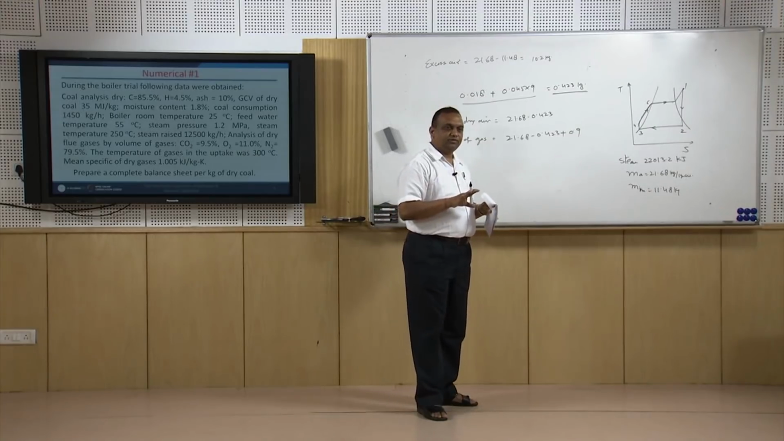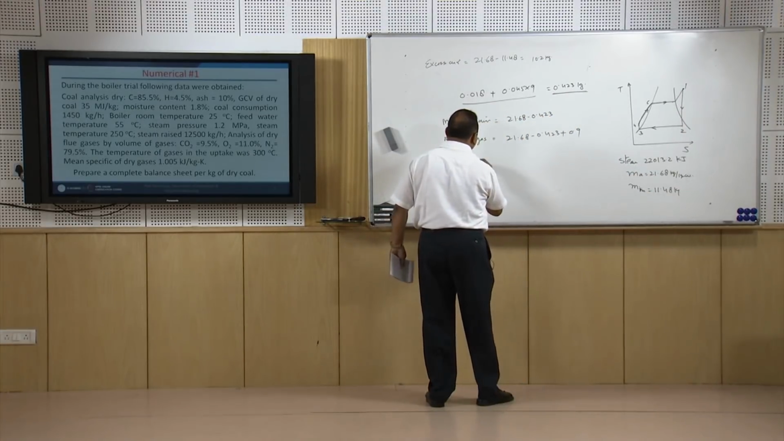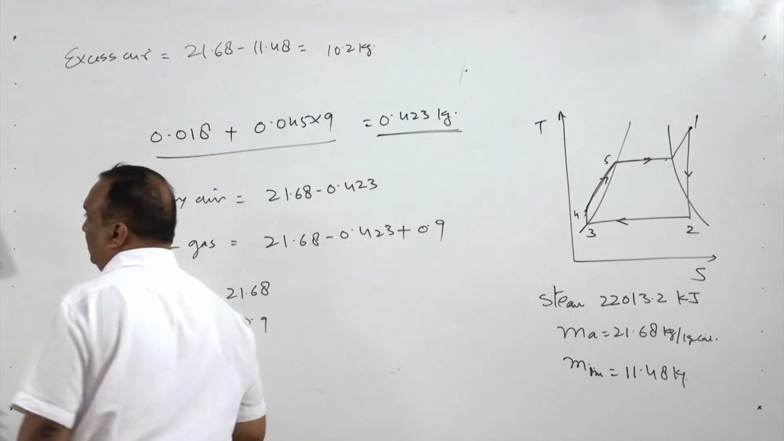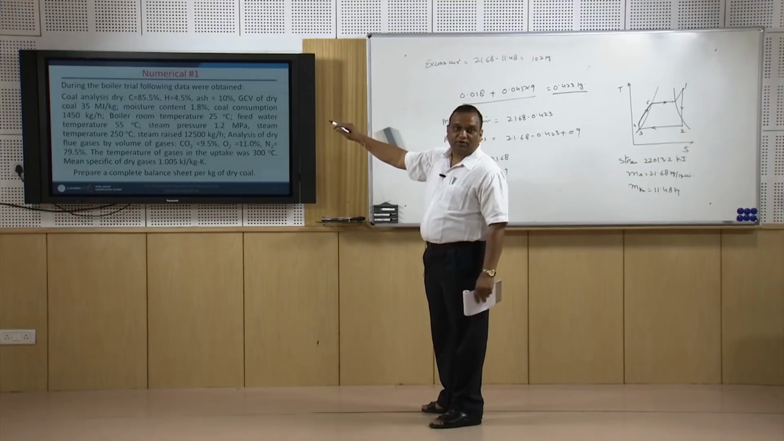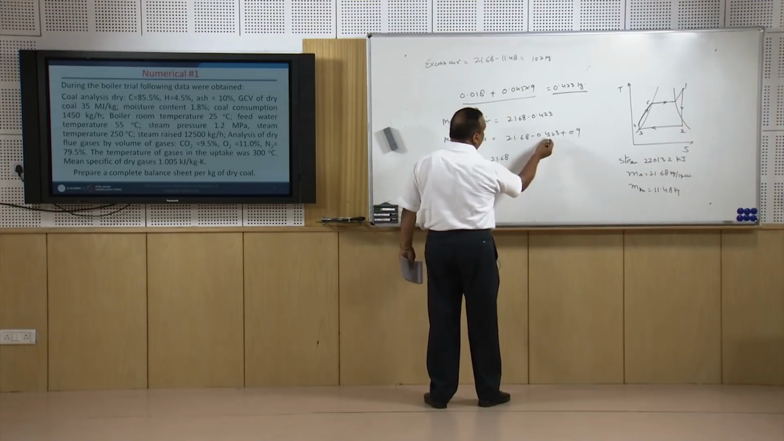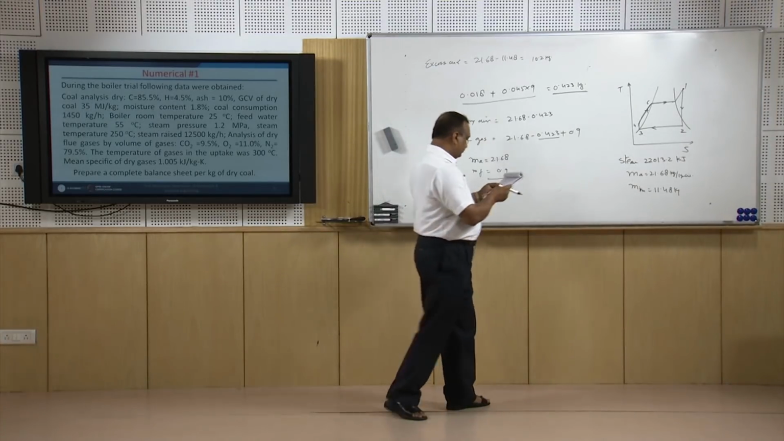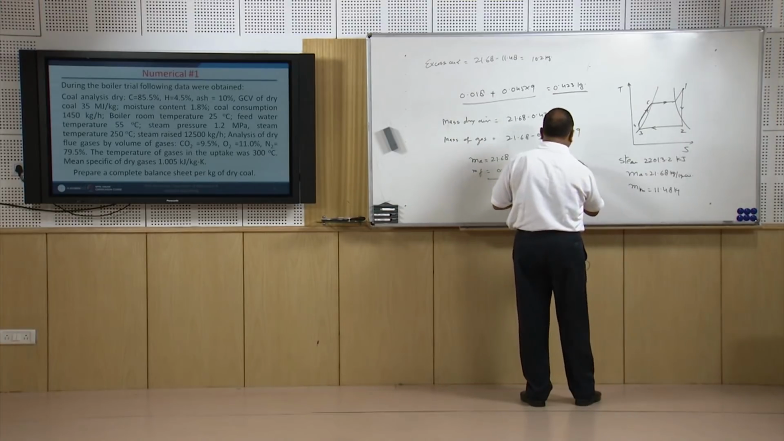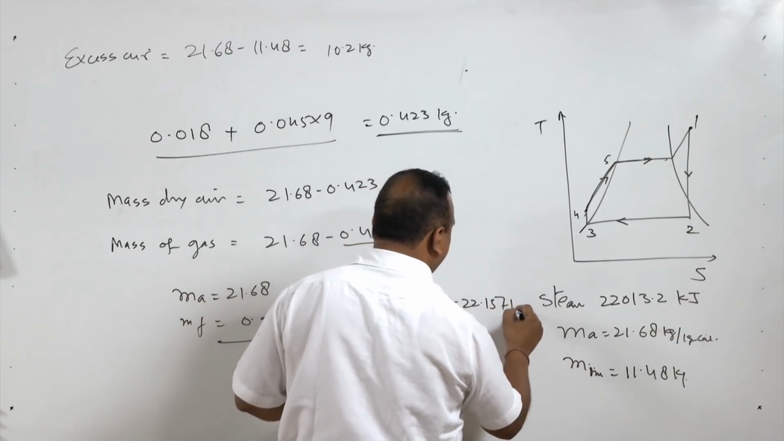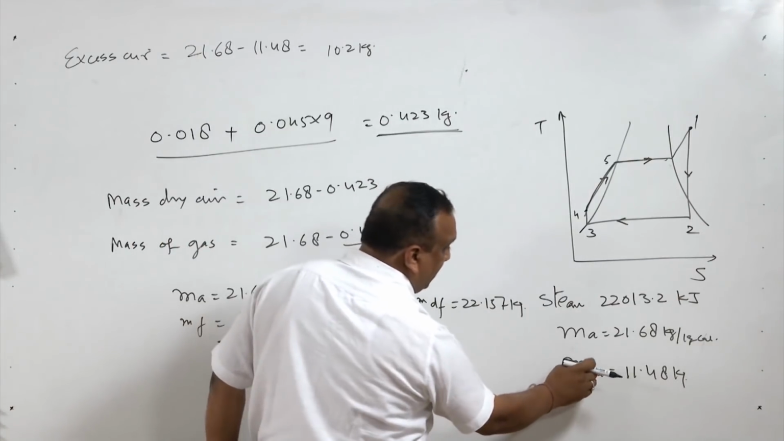Say the air which is burned, suppose this is the mass of the air 21.68, we can write it this way also. Mass of the air is equal to 21.68, mass of the fuel is 0.9, which is 85.5% plus 4.5%, it is 90%, so 0.9. So we can add these two and then remove 0.423. So we will get the mass of the dry flue gases, which is 22.157 kg, right?